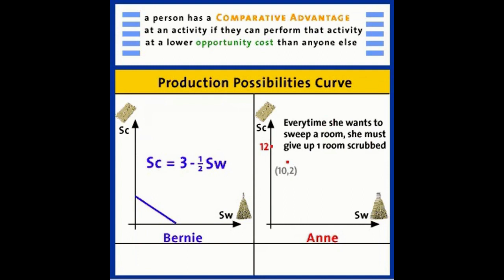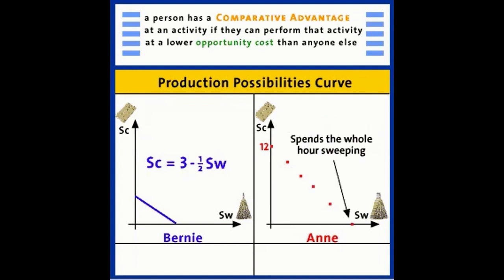And just like Bernie, Anne's production possibilities frontier is a straight line. What does that tell you? What does it tell you that Anne has a straight line production possibilities frontier?